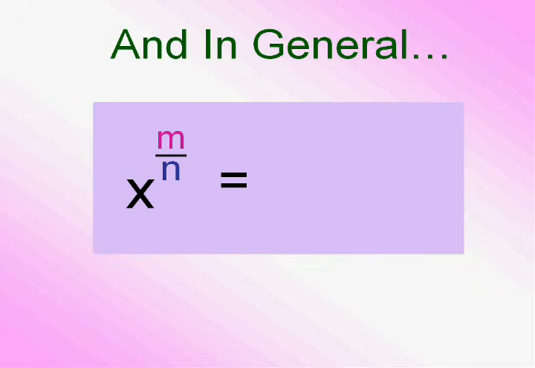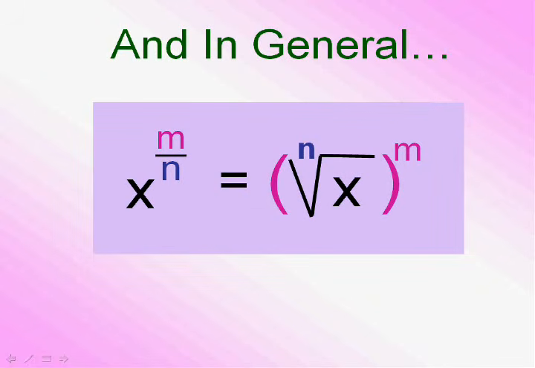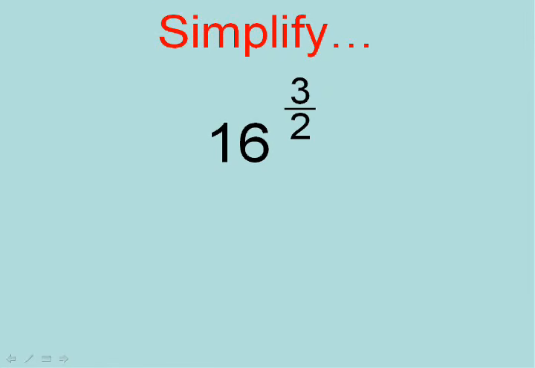So in general, x to the m over n really means the nth root of x, whatever n is, to the mth power. And there's going to be two ways to write it. The way on the left is a rational or fractional exponent. The way on the right we call radical notation. Okay? And you have to be able to go back and forth between either. I want you to be able to go backwards, for instance.